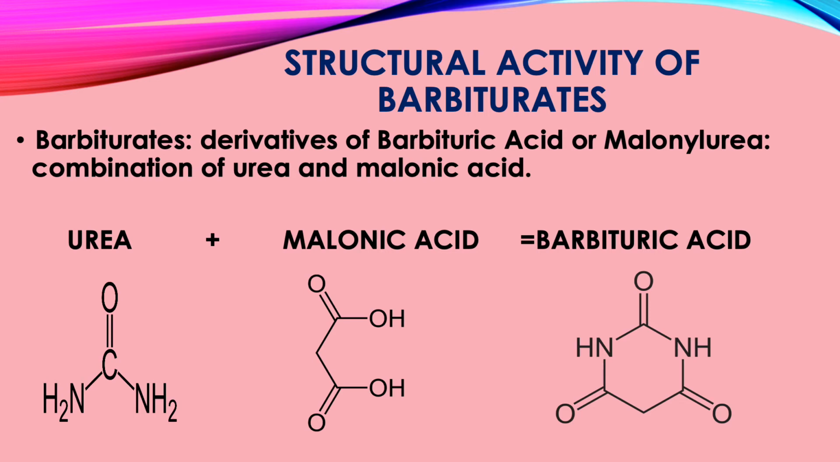Welcome to another video lecture on structural activity relationship of barbiturates, an example of our central nervous system depressant. The pharmacophoric structure of barbiturates originated and derived from barbituric acid, or the malonylurea. Malonylurea is a combination of urea and malonic acid. Please refer to the structure presented in the slide.